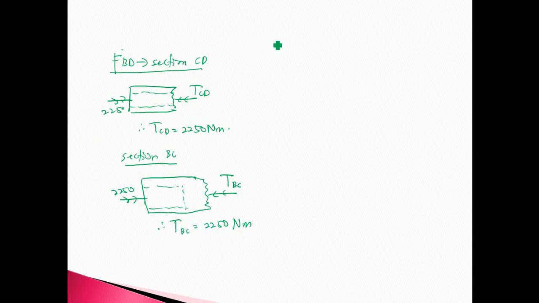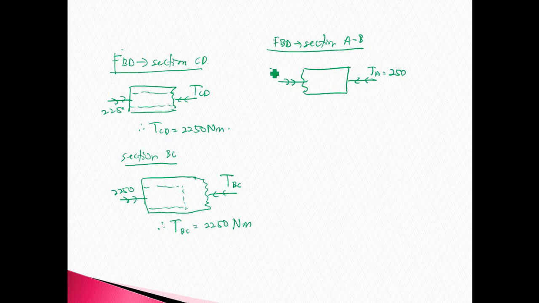Now I proceed with the free body diagram for section AB. I take the part from the right side. So I will have here TA, which is equal to 250, and here is the TAB. From the free body diagram, I know that TAB is equal to 250 Newton meter.